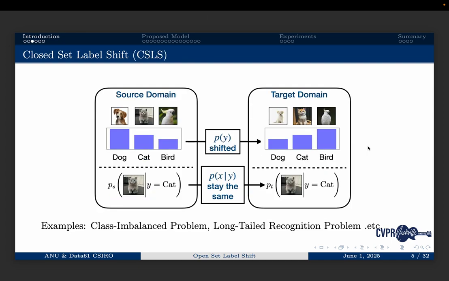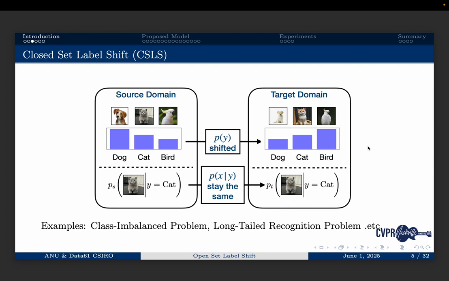An example of the label shift problem is the closed set label shift problem. In this case, the source domain training data and the target domain test data share the same set of classes, and the label distribution is shifted between the training and the test data. Also, to ensure that we are only discussing the label distribution shift instead of other types of distribution shift or a mixture of distribution shifts, it is usually assumed that the conditional distribution of image given label is invariant between the training and the test data.